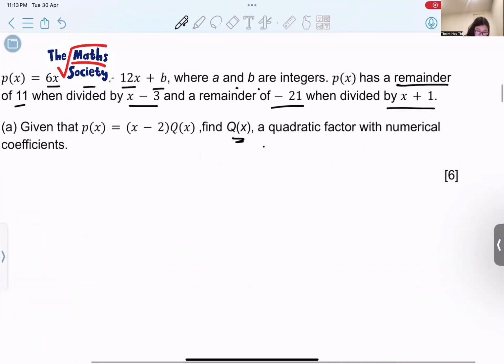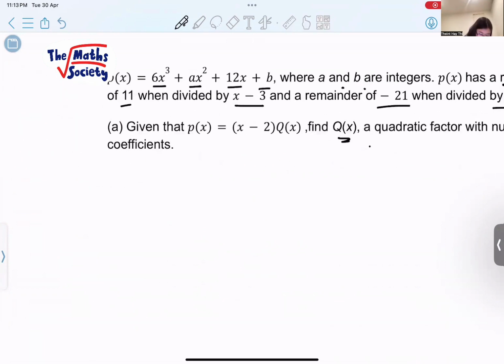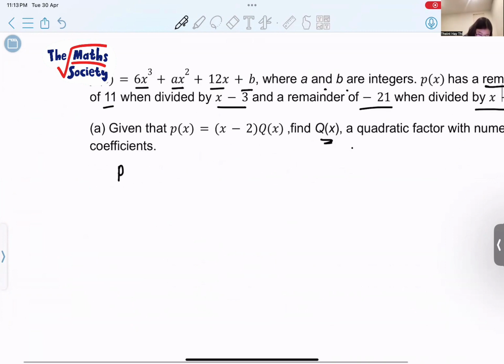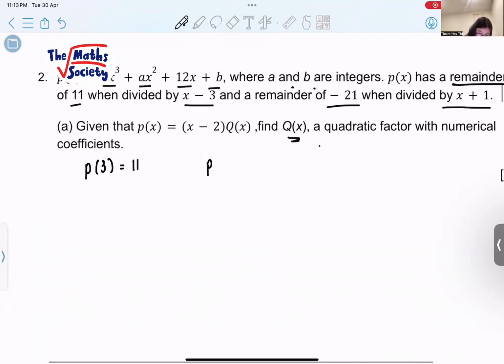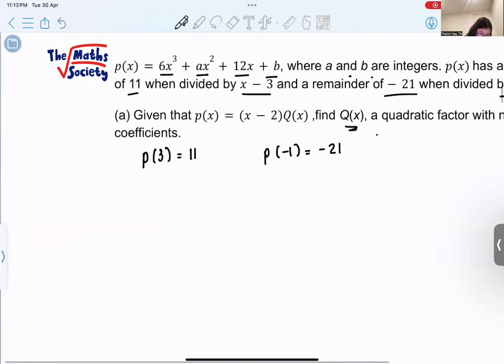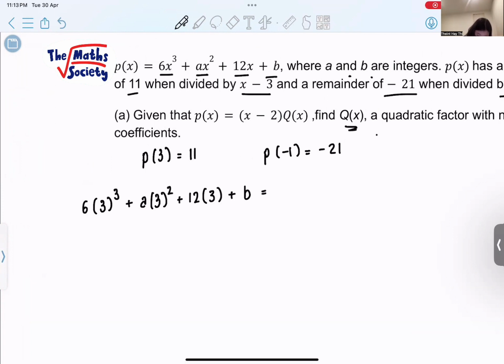So we know that p of x has a remainder of 11 when divided by x minus 3, and a remainder of minus 21 when divided by x plus 1. So let's try to solve this one first. So p of 3 is going to be, sorry, 6 times 3 cubed plus a times 3 squared plus 12 times 3 plus b. That's going to equal 11.